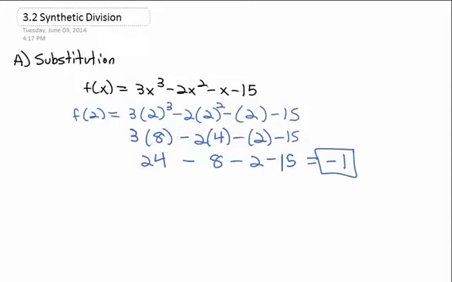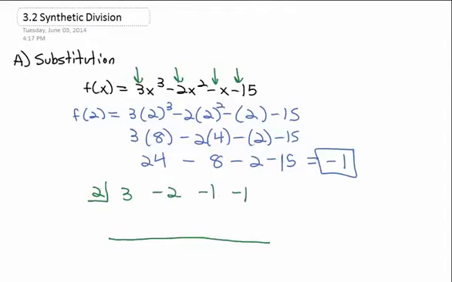It's called synthetic substitution. What I do is I put a little box over here on the side where I'm going to stick the number that we want to substitute in. We're going to substitute in a 2, and I'm going to draw a line here, leaving 2 lines of space above, and I'm going to put the coefficients of this problem all the way across. So it's 3, negative 2, negative 1, and negative 15. Okay? There's the setup. What we're going to start doing now is that we're going to bring this 3 straight down.